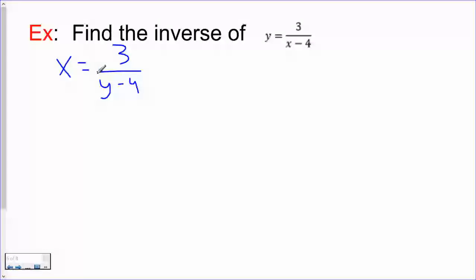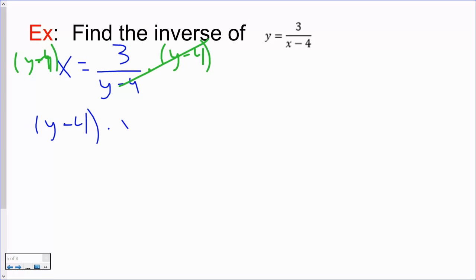Now you could either cross multiply as one option, right, as x over 1, or what I like to do sometimes is this whole right side is being divided by the quantity y minus 4. So the opposite of dividing by a y minus 4 is to multiply. So I can multiply this by y minus 4 and this by y minus 4. And these cancel. So that would leave me with y minus 4 times x, and then over here that equals 3.